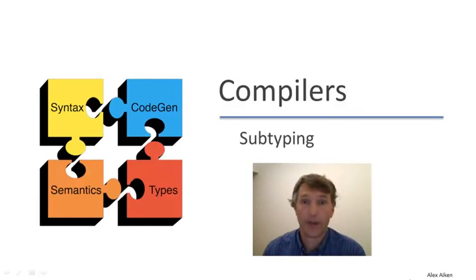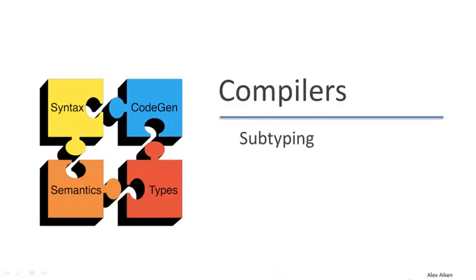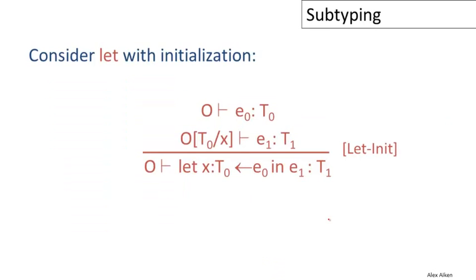In this video, we're going to talk about subtyping, another important idea in COOL and other object-oriented languages. Let's begin by taking a look at the typing rule for let with initialization. So last time we looked at the let rule but didn't have the initializer, and so let's just see how adding the initializer right here changes things.